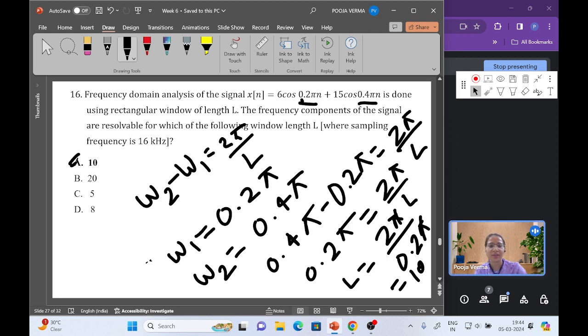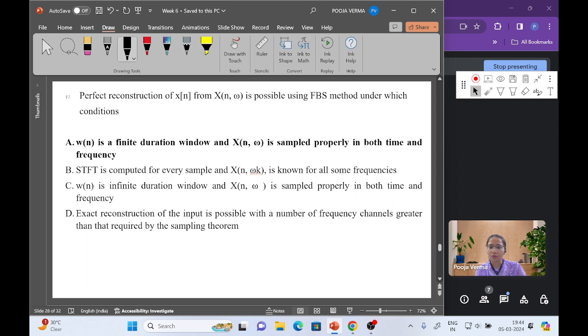Yeah, it is given. Why is it given in brackets? If there is any use, then you can use it. That's why it is given. Okay, so moving to the next question.